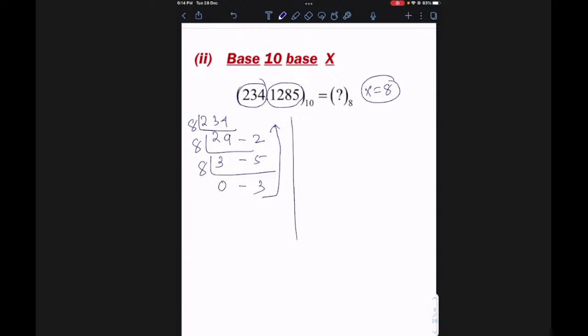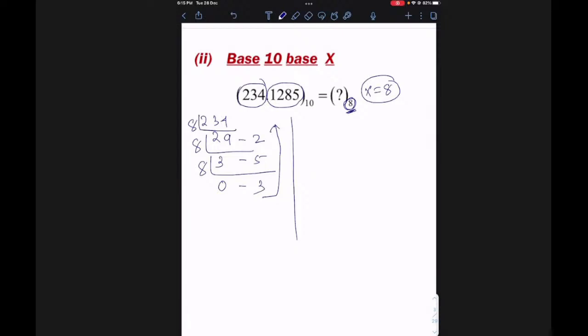No matter how big the number is, if it is in base 10 and you want to convert it into some other base, like base 8, base 7, base 16, whatever it is, you divide that number repeatedly with the desired base. The desired base is x here, that is 8. So I'm dividing with 8. If it had been 7, I would have divided with 7. So this is how you deal with the integer part.